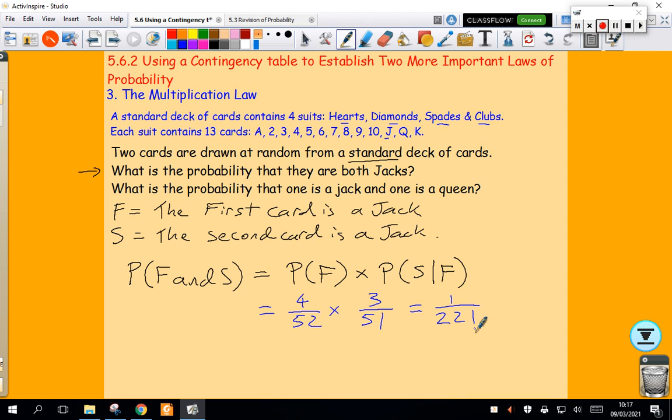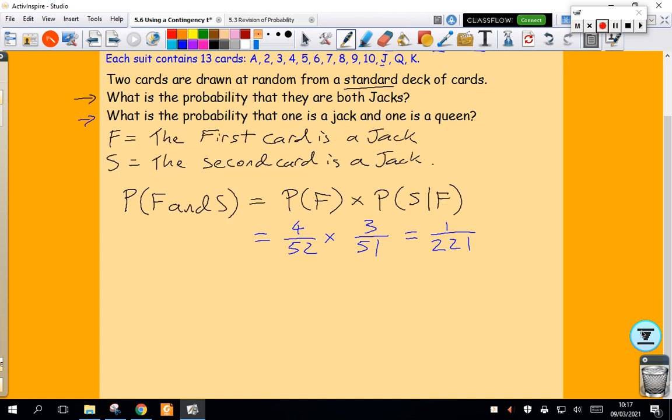So let's look at the second one. What is the probability that one is a jack and one is a queen? This is a little bit more complicated, because there are 2 different approaches I can take here. I can have the first one being a jack and the second one being a queen, or I can have the first one being a queen and the second one being a jack. So let me write this down as the probability of a jack and then a queen, or a queen and then a jack.